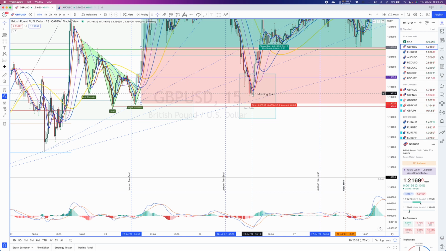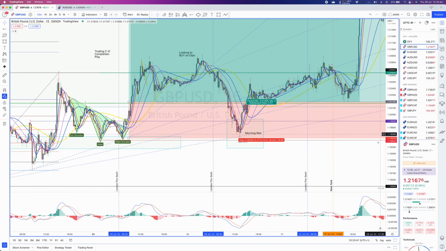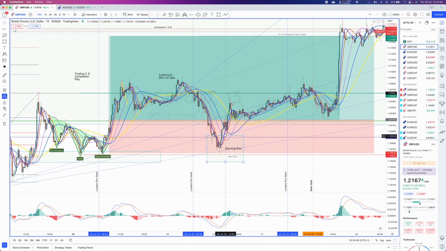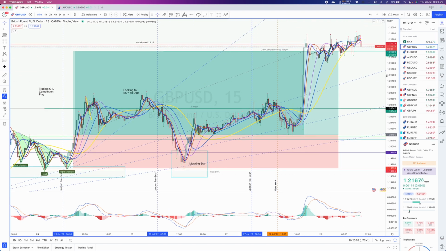The low here was 19638. So within a fraction of a pip there, it came very, very close to taking me out. But ultimately it didn't. And what it did instead was it continued its rally. Okay. And there you go.